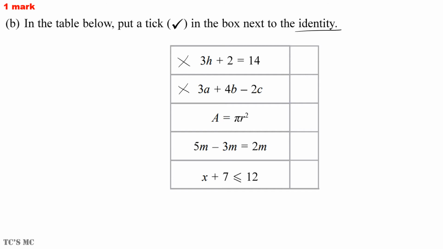A equals pi r squared is a formula. It's the formula for area of a circle. 5m subtract 3m will always equal 2m. This is our identity. No matter what value we substitute for m, this will always be true. x add 7 is less than or equal to 12 is an inequality. It's only true when x is less than or equal to 5. For 1 mark, you just need to put a tick in the fourth box.